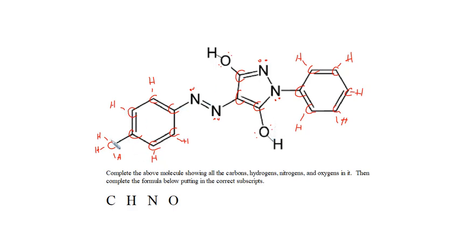Checking the formula. Carbons: 1, 2, 3, 4, 5, 6, 7, 8, 9, 10, 11, 12, 13, 14, 15, 16. So I bring down here, I put in 16 carbons. Hydrogens: 1, 2, 3, 4, 5, 6, 7, 8, 9, 10, 11, 12, 13, 14. Apparently there are 14. Nitrogens, I see 4. And oxygens, I only see 2. Okay.